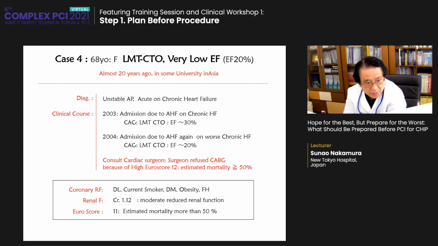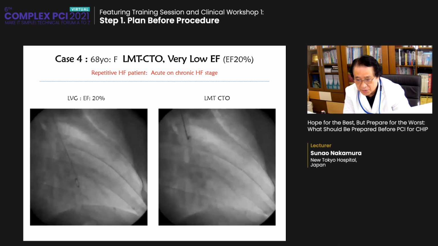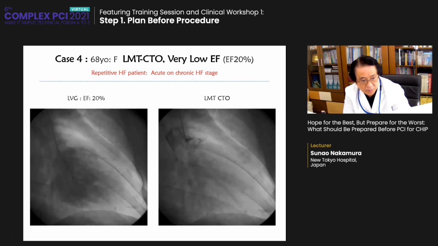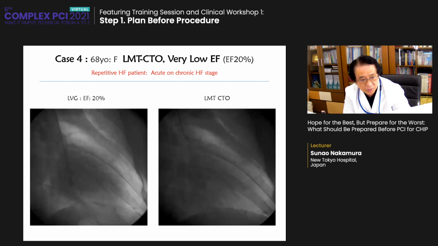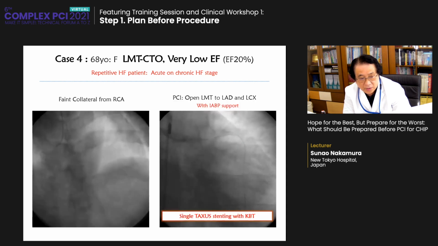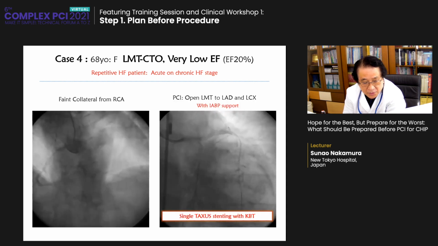This is a case from 20 years ago, just after launching the Taxus stent in Taiwan, a very unforgettable case for me. A 60-year-old lady with heart failure, very low ejection fraction, 20%, very poor general status. Because of the refusal of the cardiac surgeon team, they offered me a left main CTO PCI. This is the angiogram, very low ejection fraction, left main CTO, and she had faint collateral from the RCA.